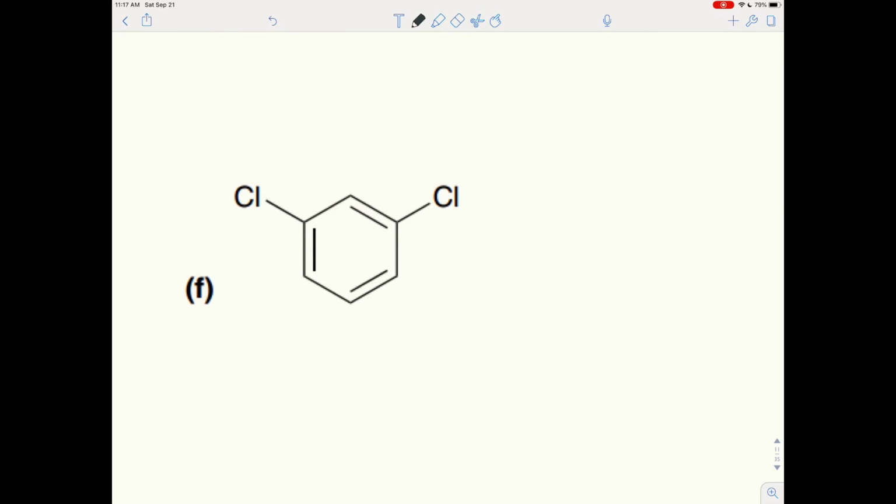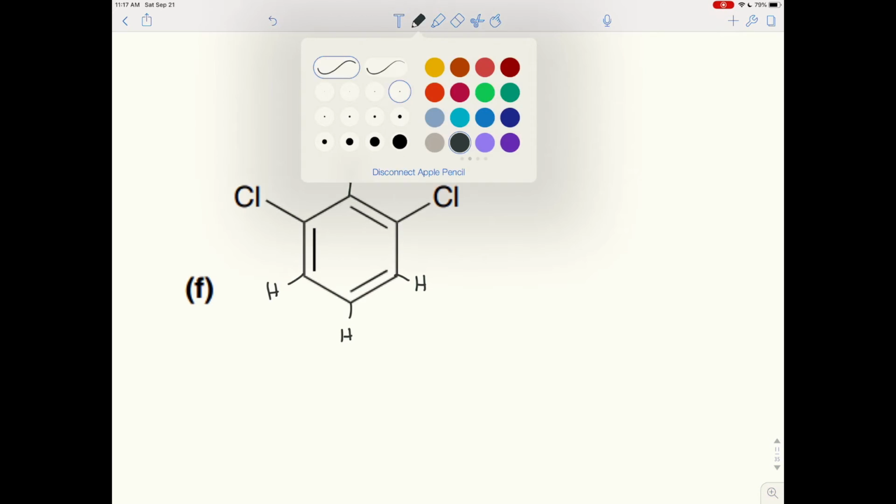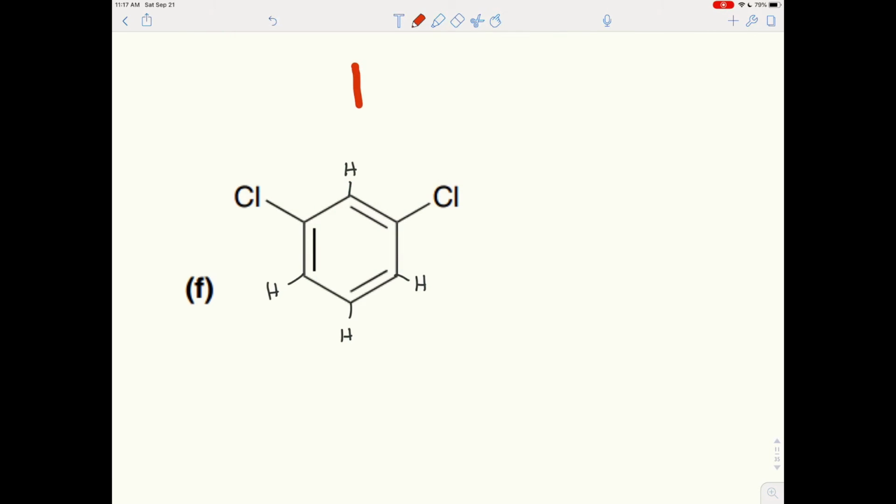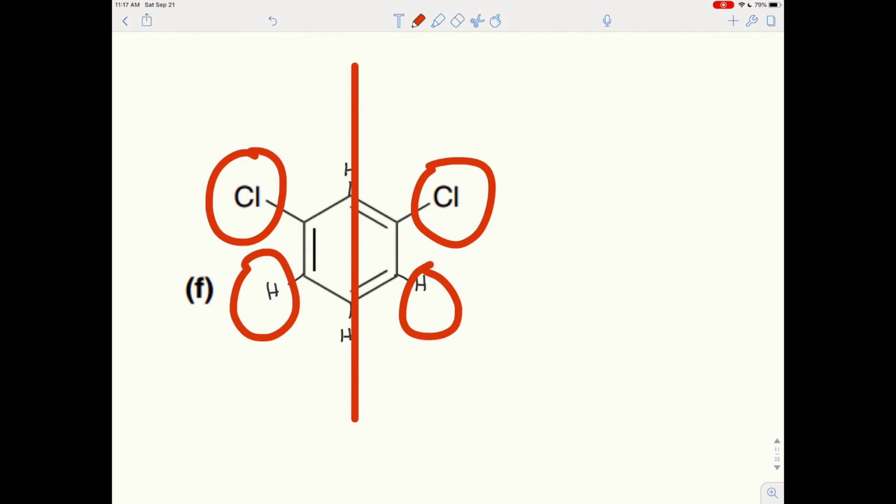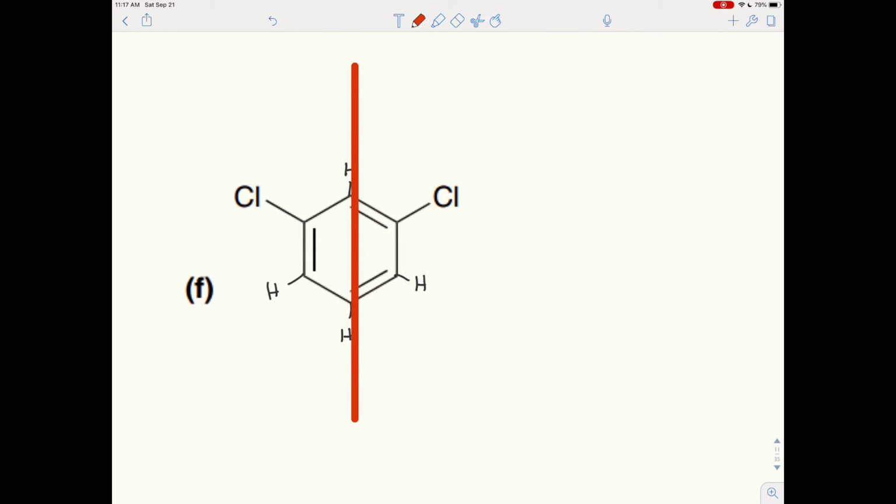For F, first step, draw in all the hydrogens. And second step, look for symmetry. So in this molecule, there's symmetry going straight down. Let me just put it here so it doesn't completely cover the hydrogens. So there's symmetry going straight down. There's chlorine on the left, chlorine on the right, hydrogen on the left, hydrogen on the right. Everything on the left and right mirror each other. So that means everything on the left and right, everything in the mirror position on the other side of the plane of symmetry is in the same environment. And so it will show up in the same signal, same electronic environment.